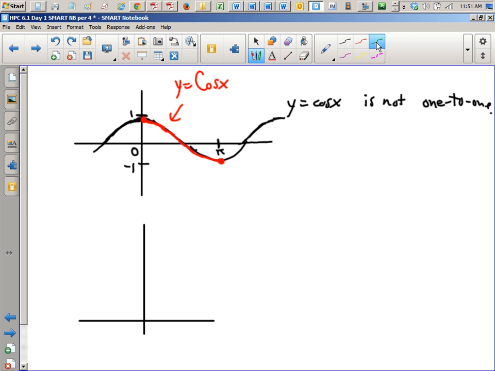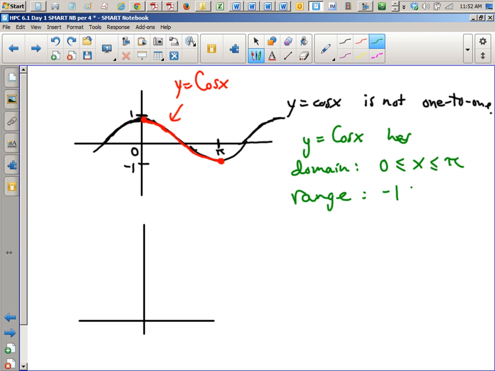Okay, we can write down the domain. Y equals Cos x has a domain, what? 0 less than or equal to x, less than or equal to what? Pi, right? And the range, of course, is just negative 1 to 1. There we have it.